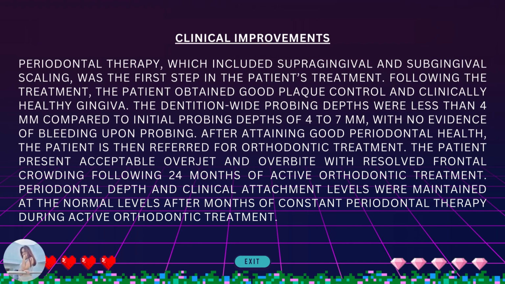Periodontal therapy, which included supragingival and subgingival scaling, was the first step in the patient's treatment. Following the treatment, the patient obtained good plaque control and clinically healthy gingiva. The dentition-wide probing depths were less than 4 millimeters compared to the initial probing depths of 4 to 7 millimeters, with no evidence of bleeding upon probing.